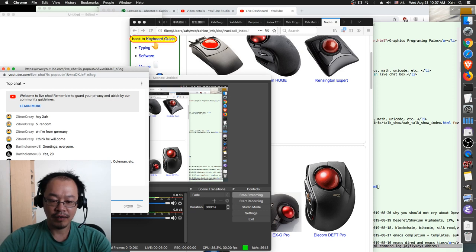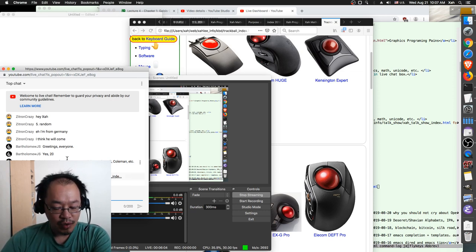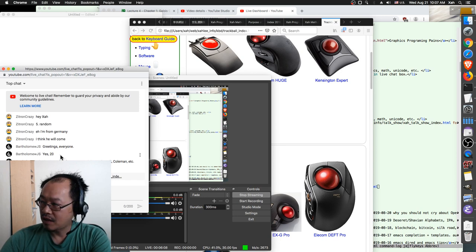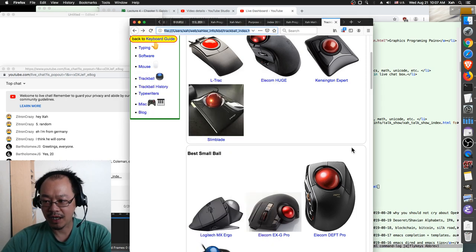Oh, Bartholomew, you are using Colemak. So greetings, yes, 20. What do you mean 20? Yes, I wondered aloud about your opinion on Dvorak and Colemak. Okay, let's talk about keyboard layout.